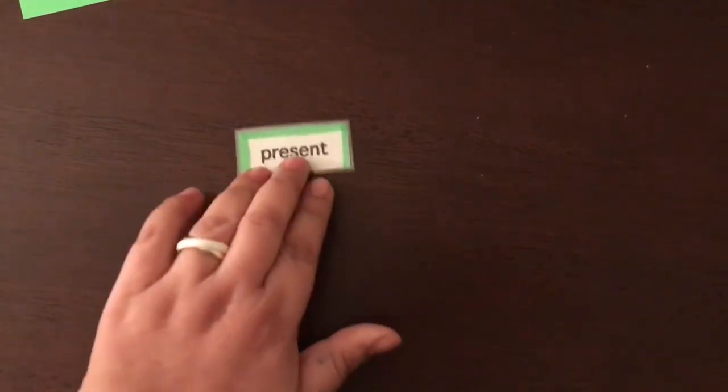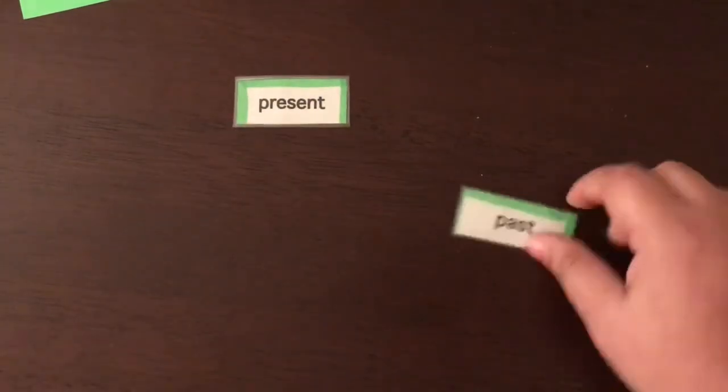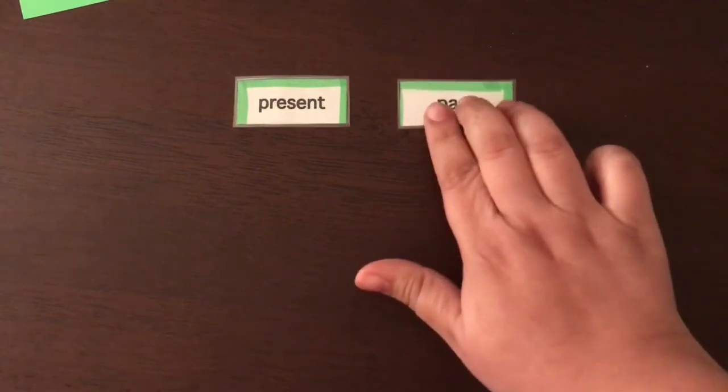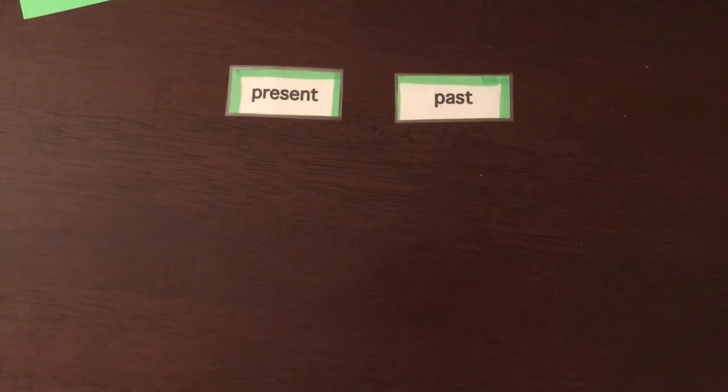So for sort number 6, you're going to have two headers. The first header is the present, and the second header is past. So you will be arranging your words into two columns. And as you're sorting the words, although the sorting will be fairly simple, noticing the actual patterns and the spelling is where I want you to focus your attention.